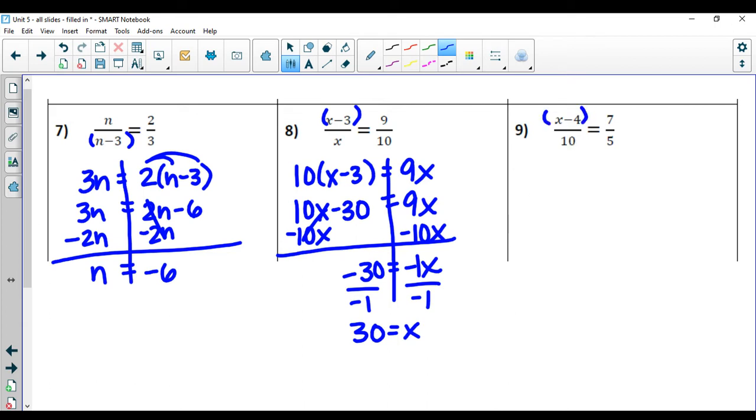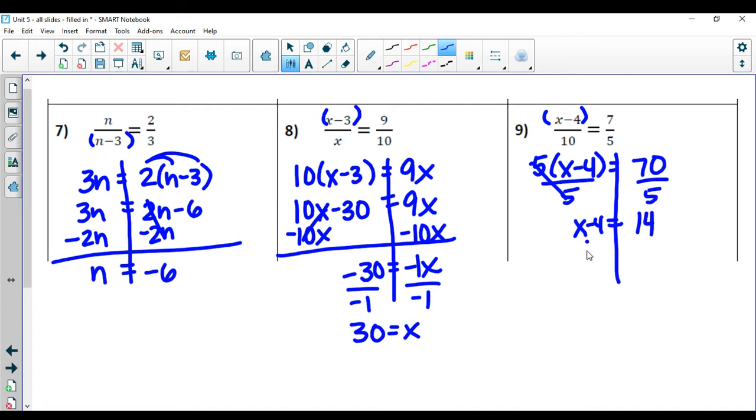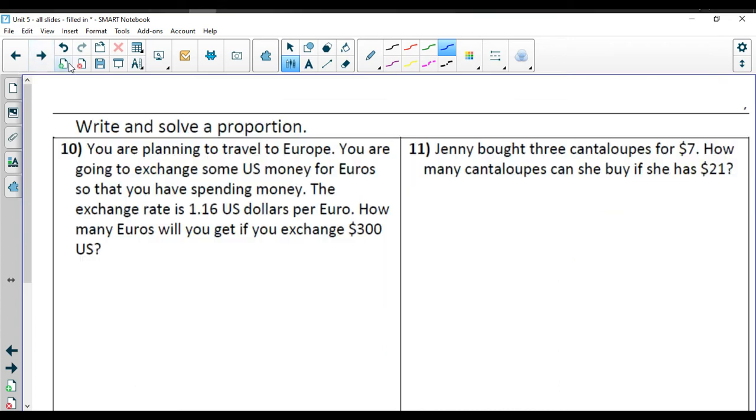In number 9, put my expression in parentheses. And 10 times 7 is 70. This one I can go ahead and divide by 5. I get x minus 4 is equal to 14. So I'm going to add 4 to both sides. And that'll leave me with x equals 18 then.